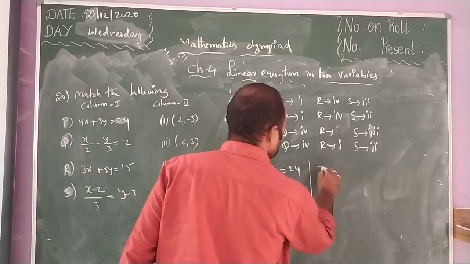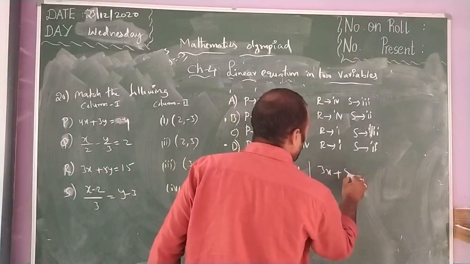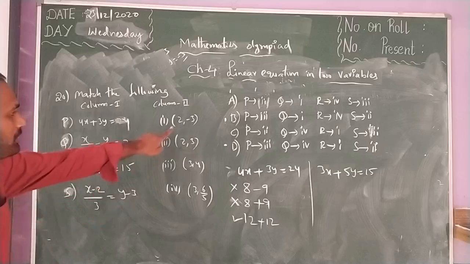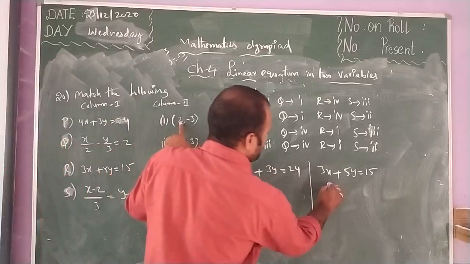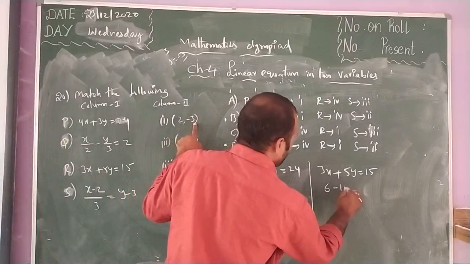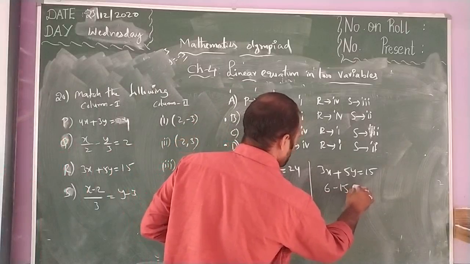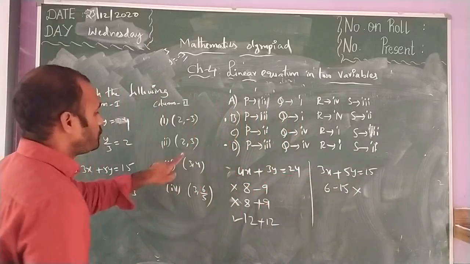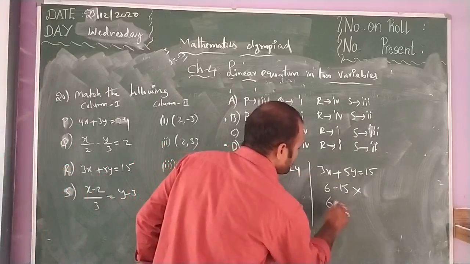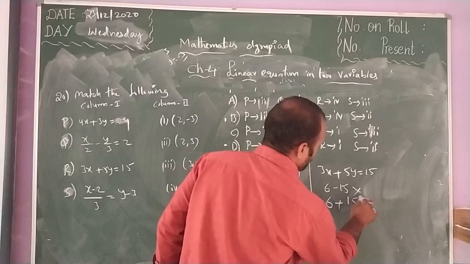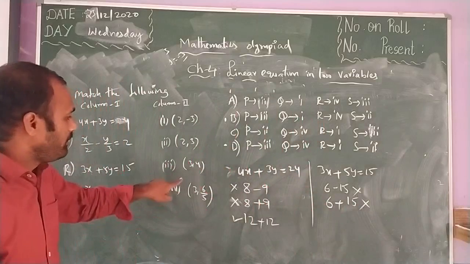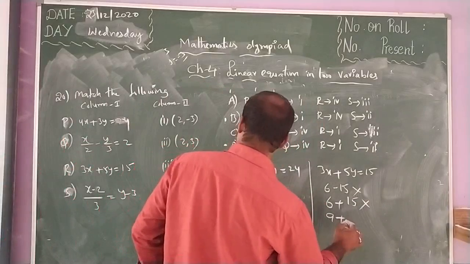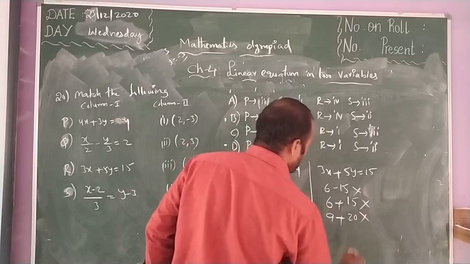The equation is 3x plus 5y is equal to 15. In this equation, let us put the first option, 2, 3. 3 2s are 6, minus 15, so we will not get that 15 answer. Next, the second option, 2, 3: 3 2s are 6 plus 5 3s are 15, will not get that 15. Next, the third option: 3 3s are 9 plus 5 4s are 20, so we will not get the answer.